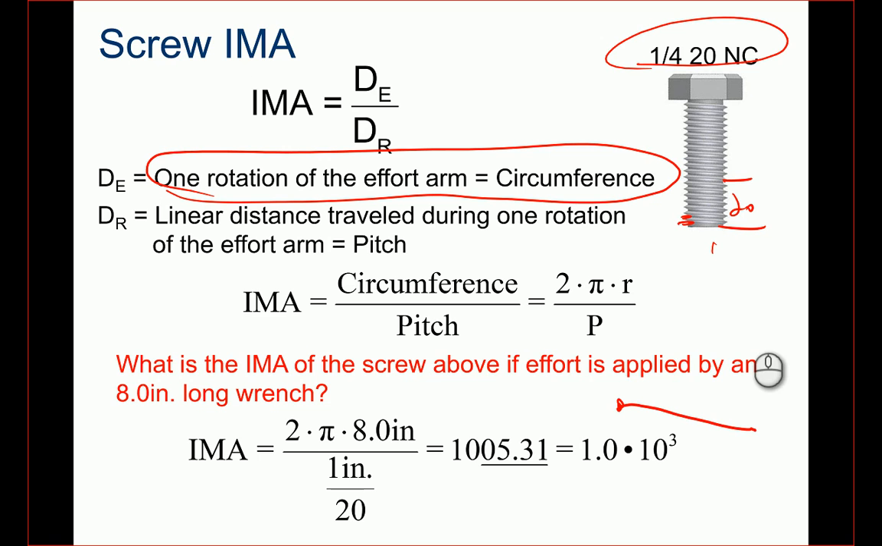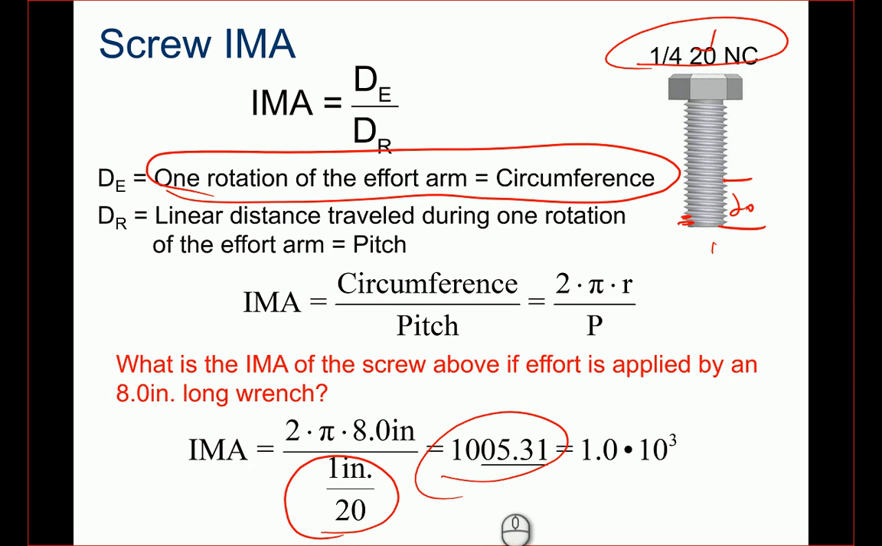So 2 pi times the radius is the circumference, divided by the pitch, which is 1 divided by the thread count. 1 divided by the thread count. Good job, kiddo. And that is pitch. Can you say pitch? Pitch. So my answer becomes 1005.31, or if you wrote it in scientific notation, it would be 1 times 10 to the third. I don't know why they decided to do that.